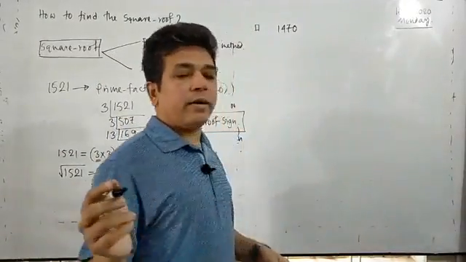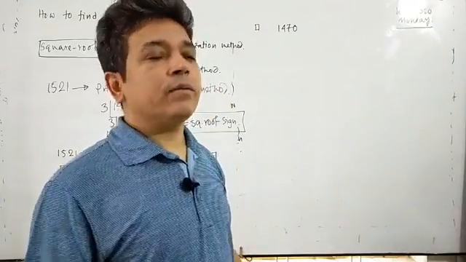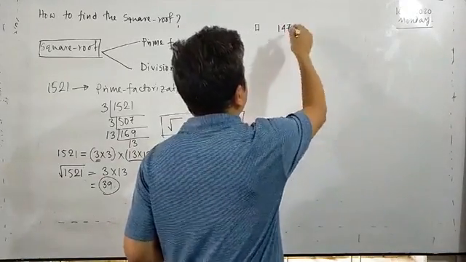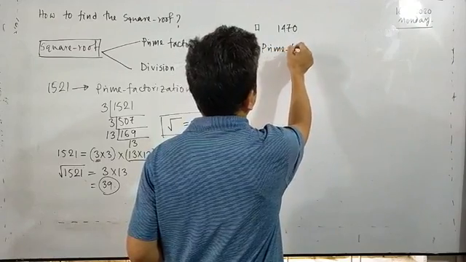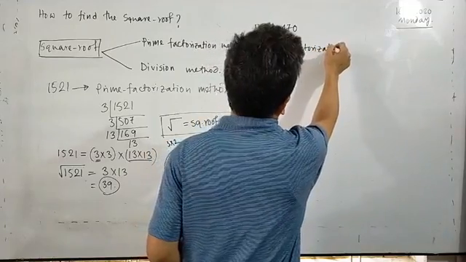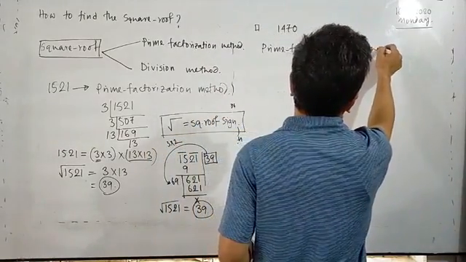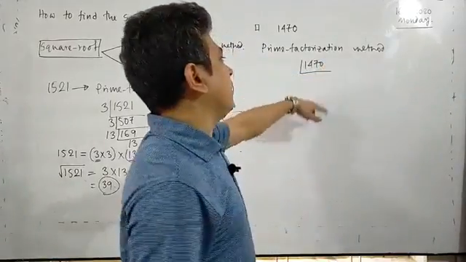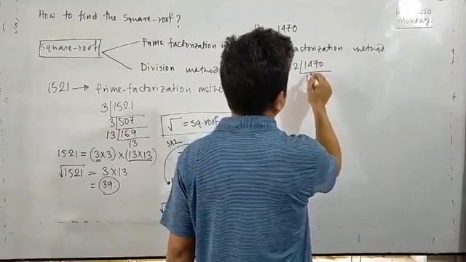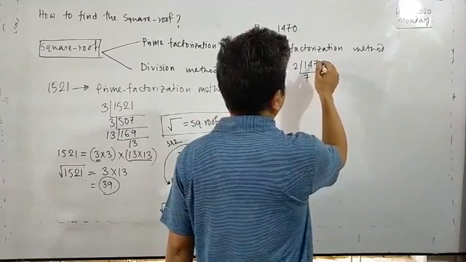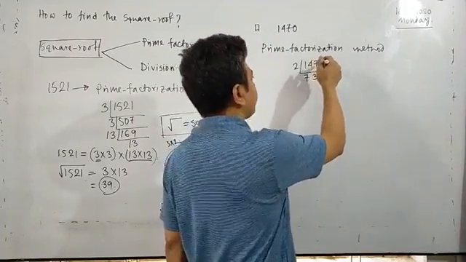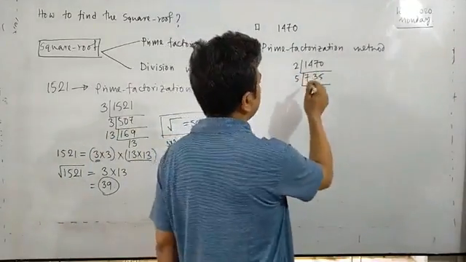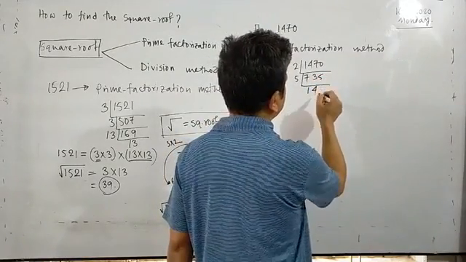So we have to convert this number by multiplying by some number. Okay, convert this number to a square number by multiplying. Look at that here. First we are applying the prime factorization method. So 1470. Here at the right position is 0, so we can divide by 2, so it is 735. We can divide by 5, so it is 147.